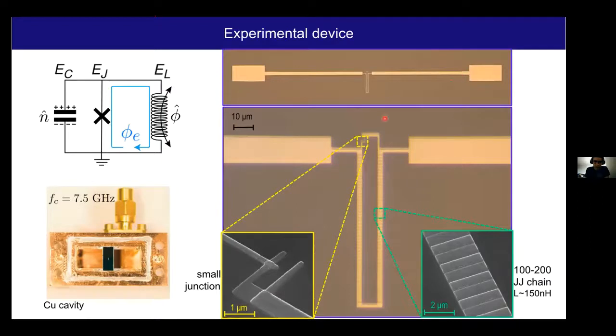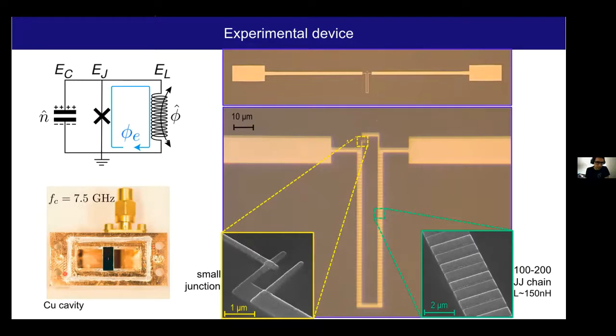So this is a very standard circuit. It's just an aluminum circuit deposited on either a silicon or a sapphire substrate. The circuit is made of an antenna whose geometry determines the charging energy EC. In the middle of this antenna, there's a loop in which there's a small junction whose area is proportional to EJ, and which is shunted by a few hundreds of Josephson junctions. They provide an inductance of a few hundreds of nanohenry. So this circuit is embedded in a 3D cavity.